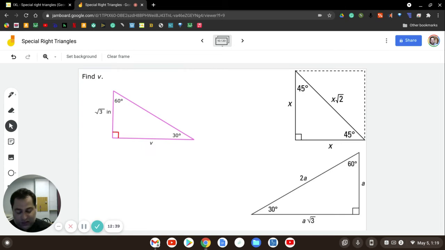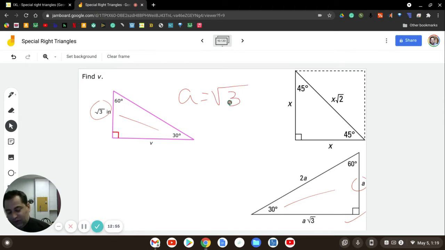A 30, 60, 90 triangle once again. We know we have this triangle. And I know that opposite 30 is going to be the square root of 3. Opposite 30 is going to be a. So a is equal to the square root of 3.